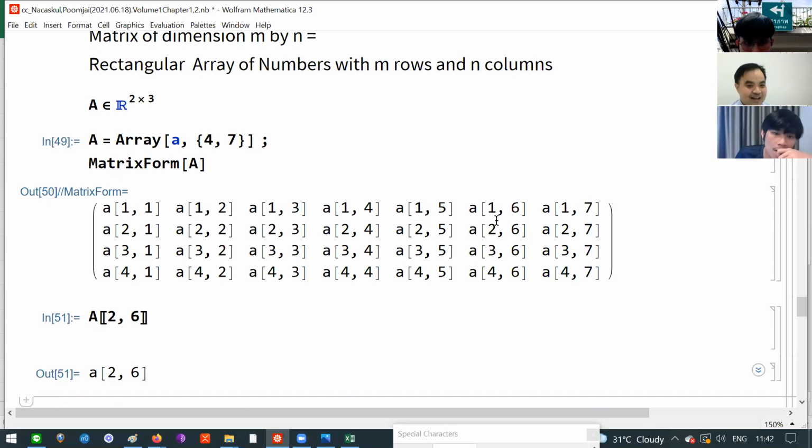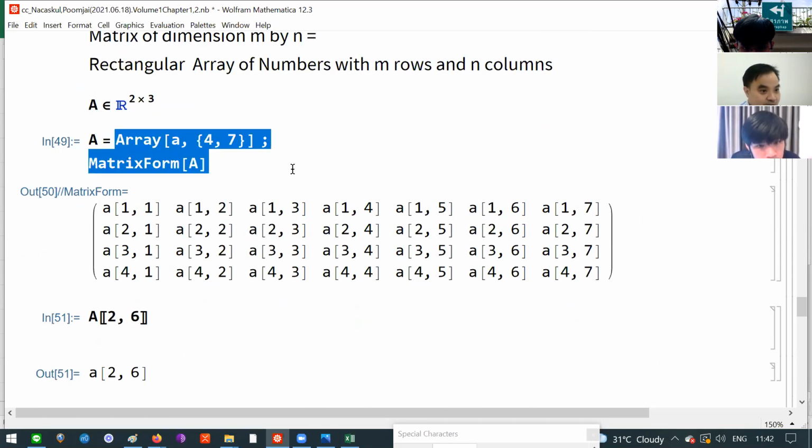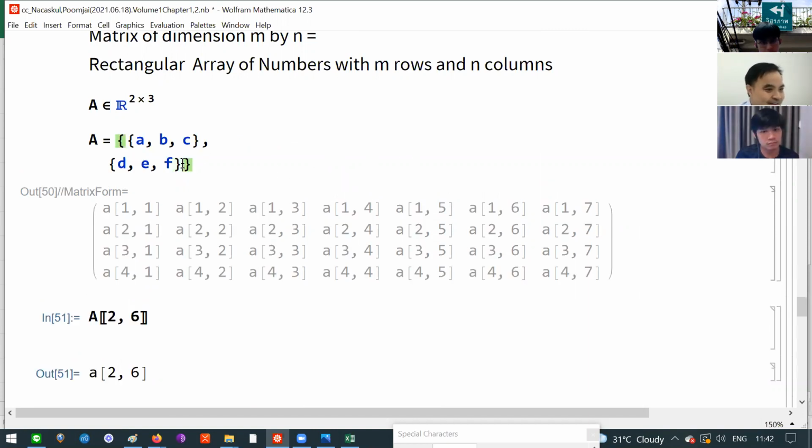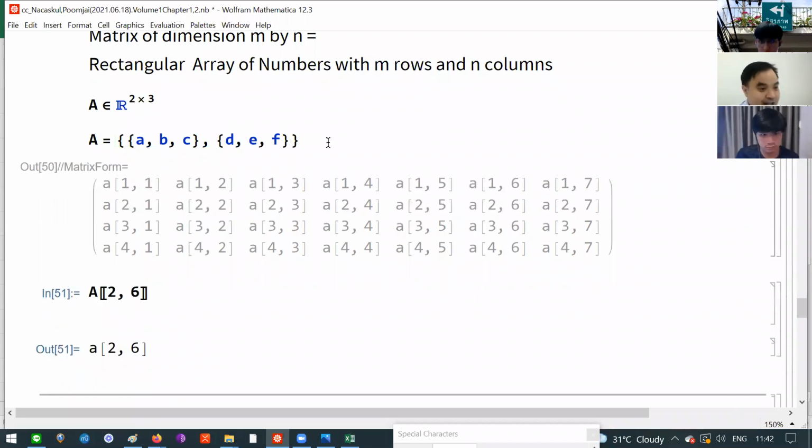Okay. Now, by design I made it this way, right? So I'm gonna reassign a. I'm gonna make a equal to, and I'm gonna create this myself. I want the first row to be A, B, C. The second row to be D, E, F. Okay. So this is the first row, and this is the second row. That's it. You're done.